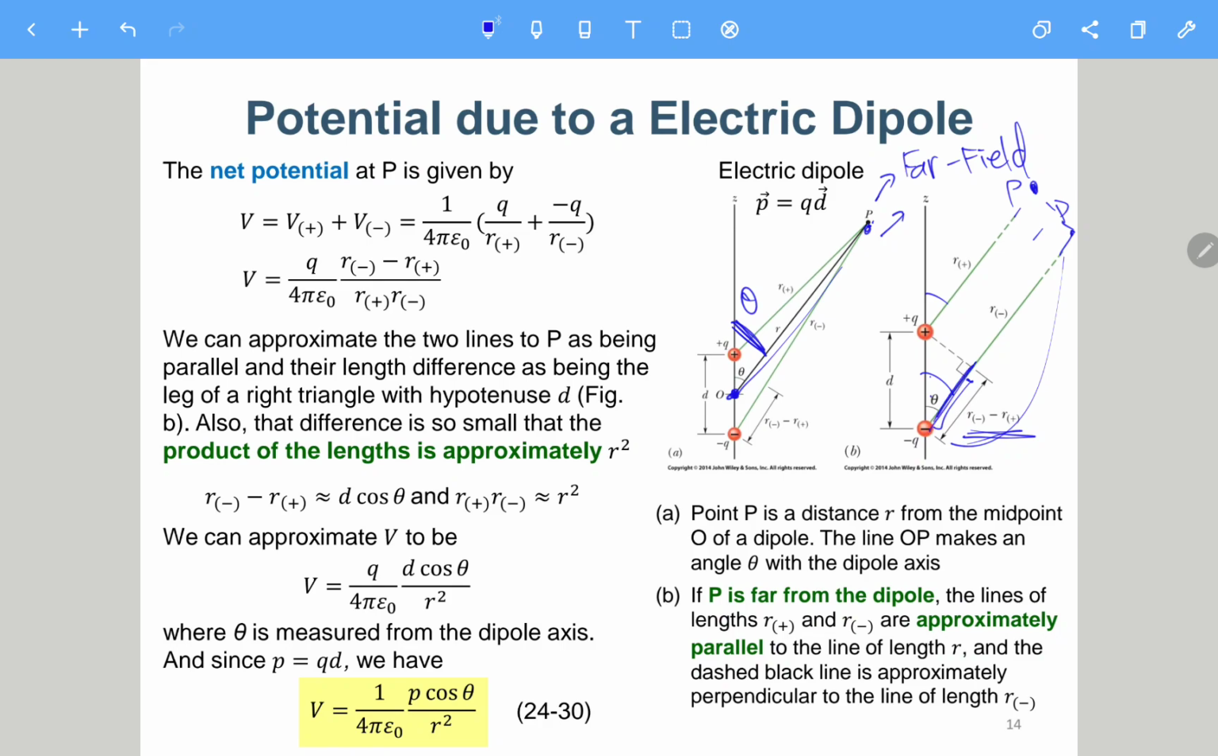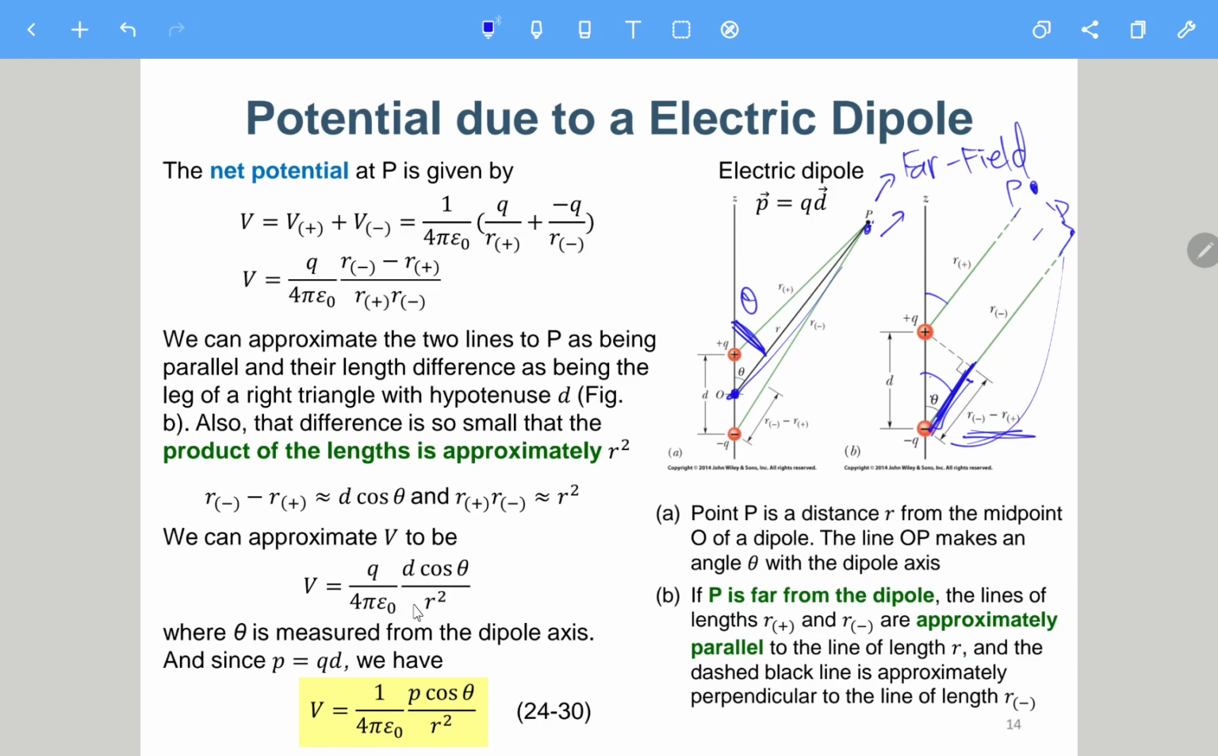Okay, so in that case, this line will be d times cosine of theta. So r minus minus r plus is d times cosine theta. Here we have the far field condition, and then r plus times r minus, we can just approximate them to be r squared only. So both of them are r. Then we can just plug in this one to here, this one to there. Then we will have V equals q over 4 pi epsilon naught, d cosine of theta, over r squared.